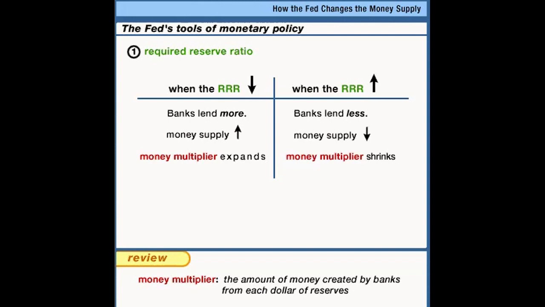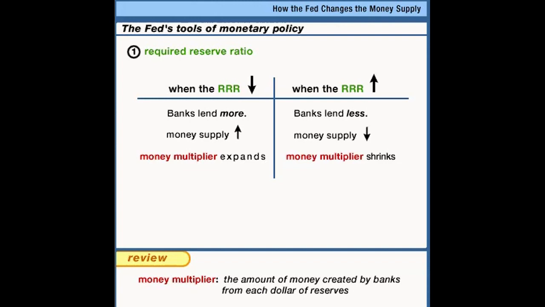Now, the required reserve ratio, because it affects the money multiplier, is a very, very powerful tool, and the Fed rarely changes it. The Fed has increased the required reserve ratio, as it did in the early 1980s, in order to reduce the money supply precipitously in the environment where there was a lot of inflation. So an increase in the reserve requirement shrinks the money supply very fast.